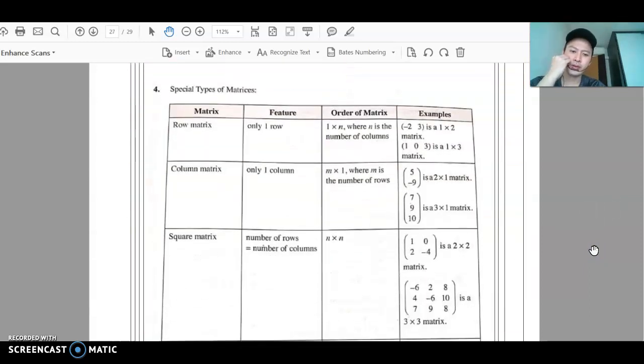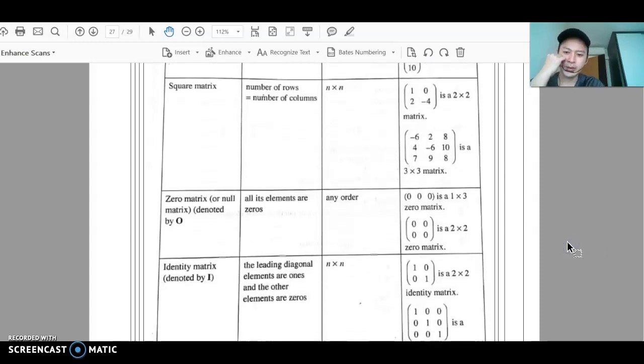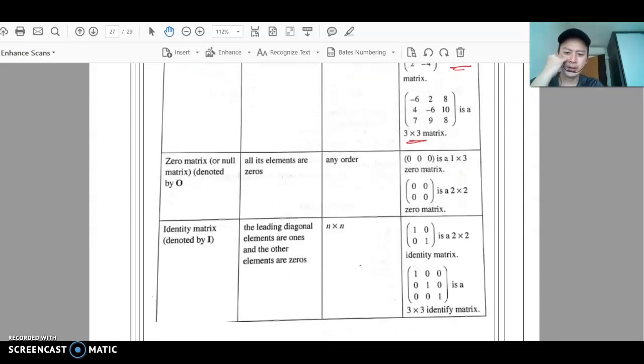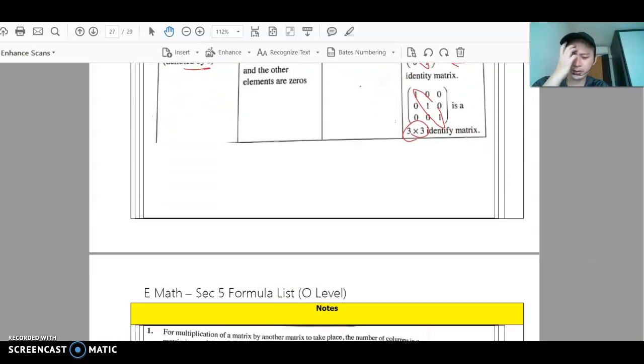Make sure you know how to multiply matrices and how to add matrices. A square matrix is 2 by 2 or 3 by 3 or 4 by 4. A zero matrix is all 0. An identity matrix has the diagonal all ones. First of all, it must be a square matrix, and the diagonal must be 1. Not very commonly seen, but good to know, just in case it comes out.